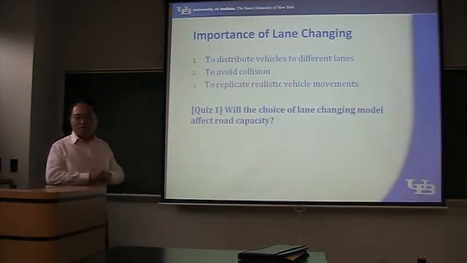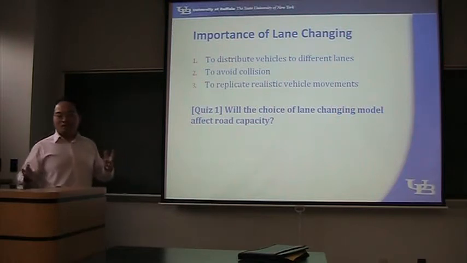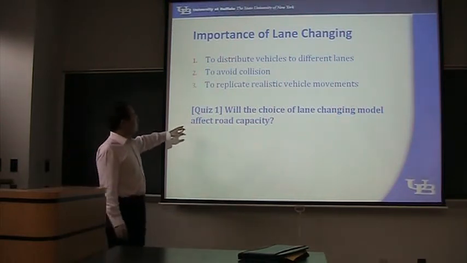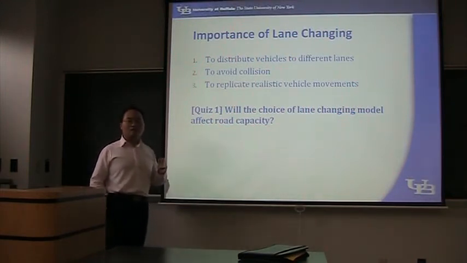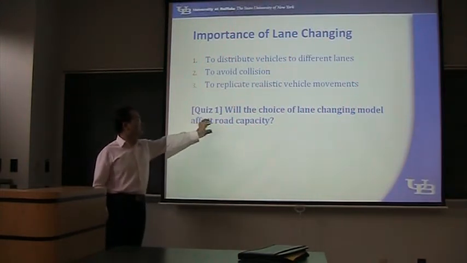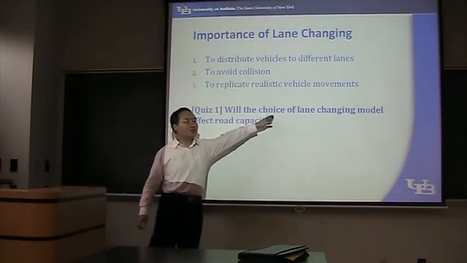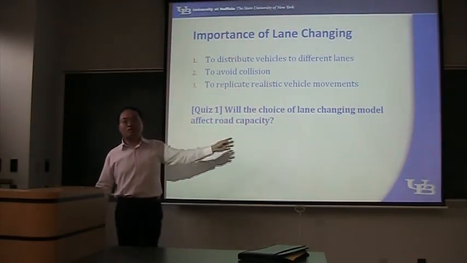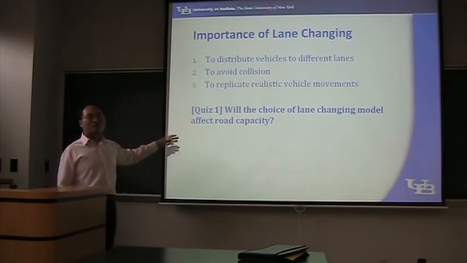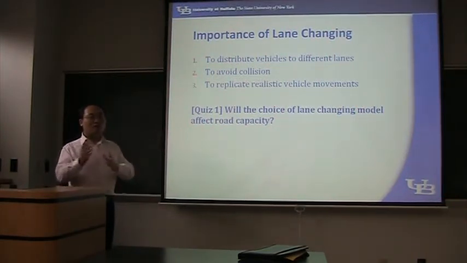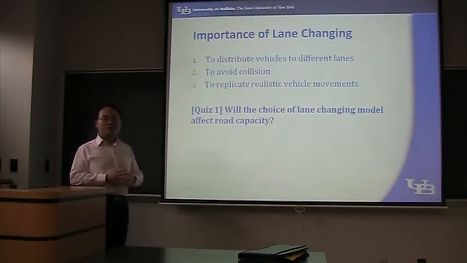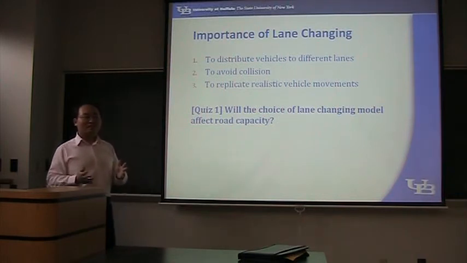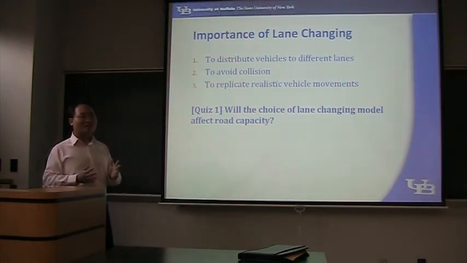But I want to have quick questions to warm up. So let's think of this question. Will the choice of lane changing model affect road capacity? I just replaced the car following model with lane changing model. So this is the first question. Think about it. If I use different lane changing models, will that affect road capacity? Can anyone guess? Yes or no?